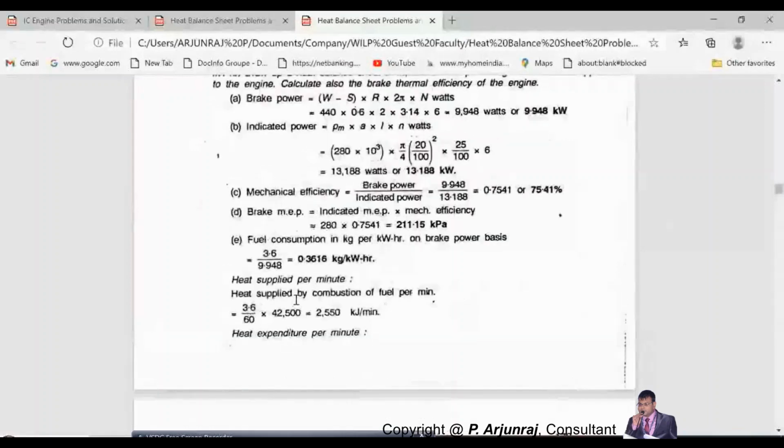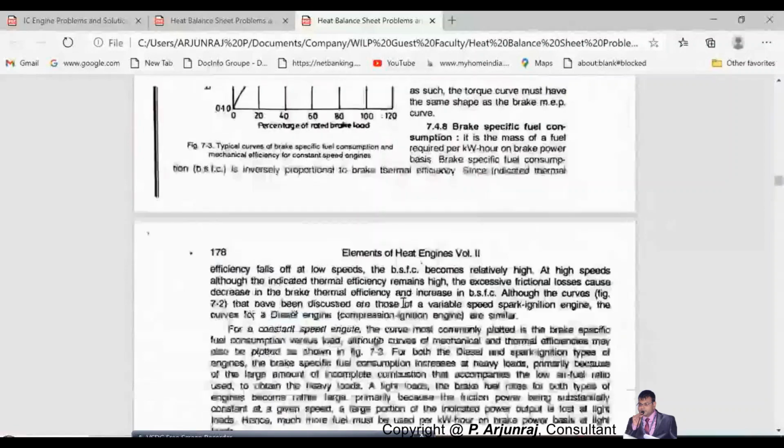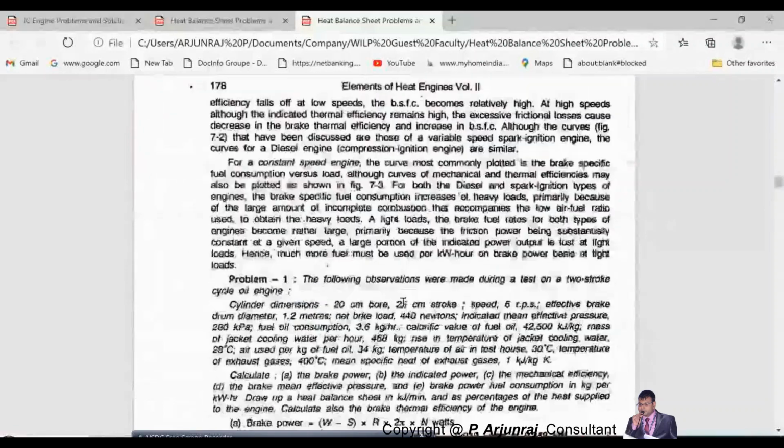First, we'll see what is the heat supplied by combustion of fuel per minute. It is nothing but the mass flow rate of fuel, which is given as 3.6, into the calorific value of the fuel. They have given the calorific value as 42,500. So this is the calorific value of the fuel.